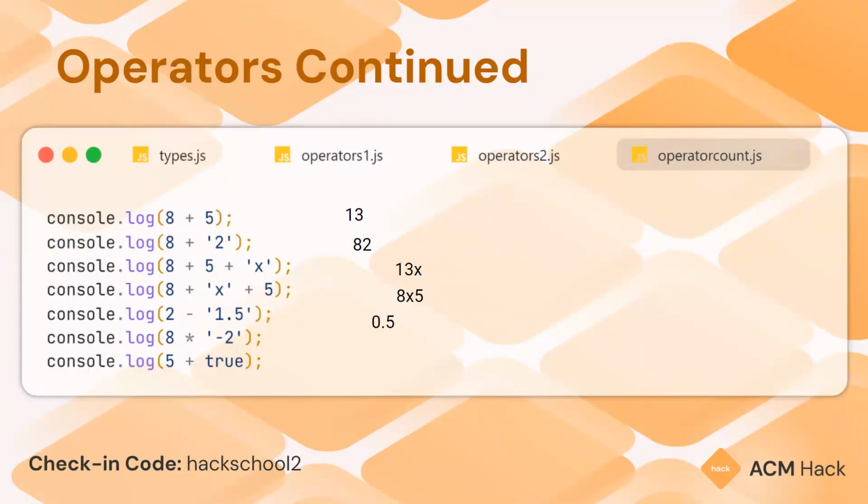Okay. And do you want to give a shot for the second to the last one? 8 times the string -2. Would you like to explain? Because it does a type conversion on -2, so it puts it into your -2 and 8 times -2. Yep. And then for the last one, anyone want to give it a shot?